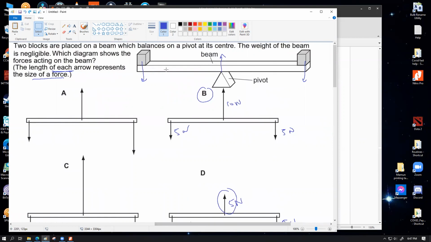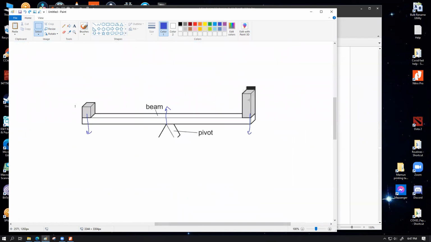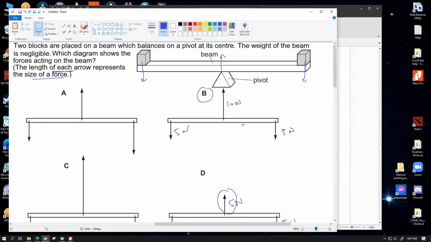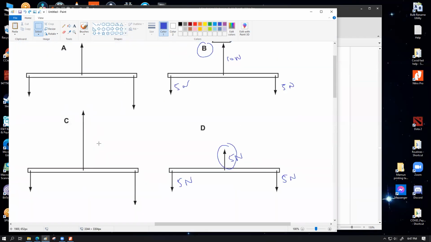Two blocks are placed on the beam, which balances on a pivot at the center. It is stated straightforwardly that it balances itself in the center. Which one is the correct response? Now, because this block apparently looks bigger, students tend to think that this is the correct response. Any of the A or C is the correct response.